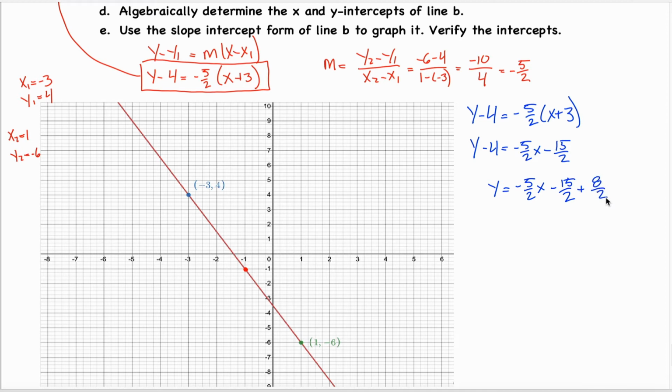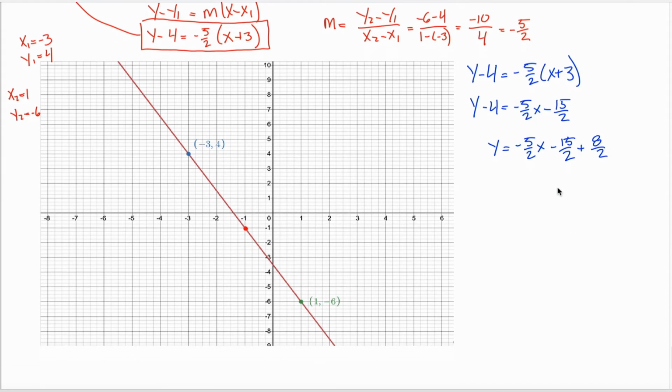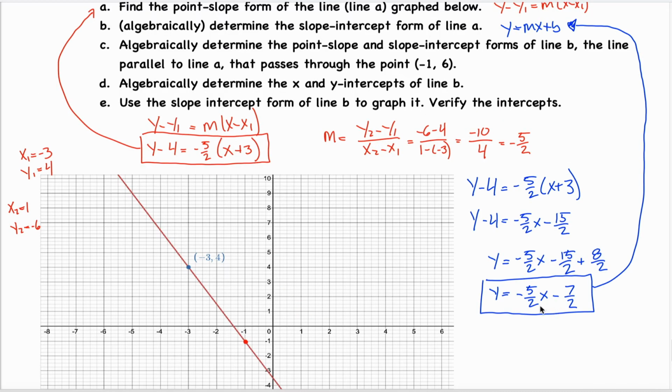Because I'll first think about that 4 is 4 over 1. And then I'll multiply the top and the bottom by 2 so that I have a common denominator, so that I can add these 2 things together and get my final slope-intercept form of y equals -5/2 x plus negative 15 halves plus 8 halves, and negative 15 halves plus 8 halves is negative 7 halves. Here's my answer for part B.